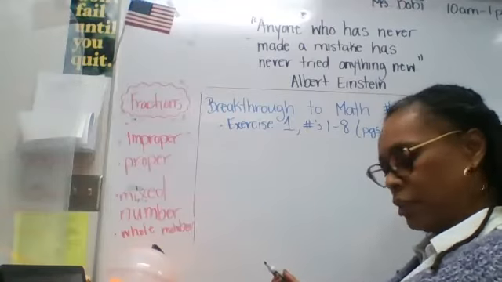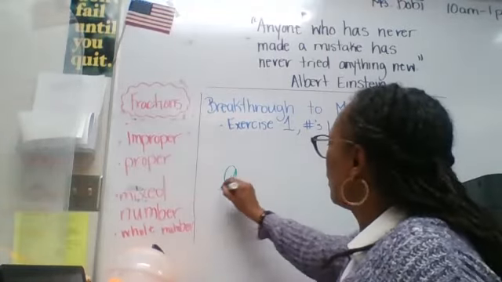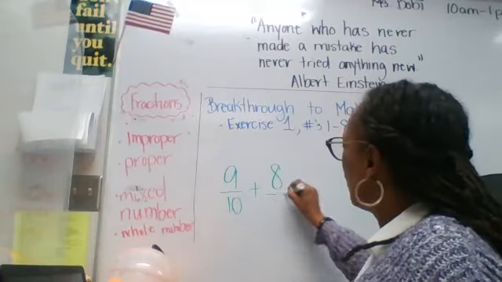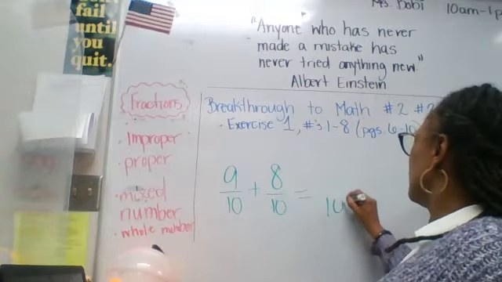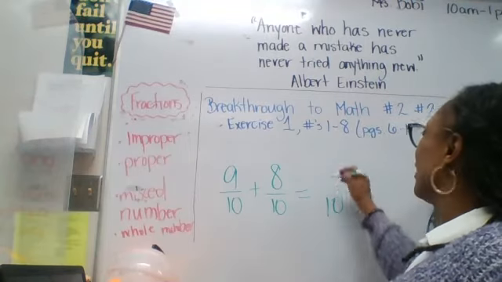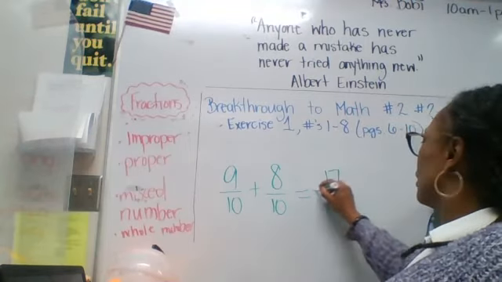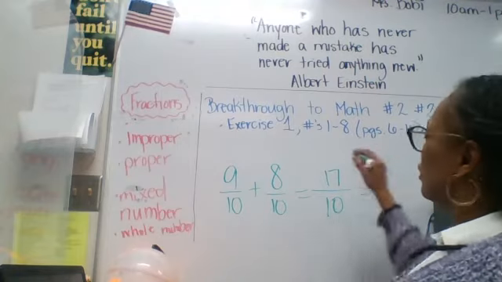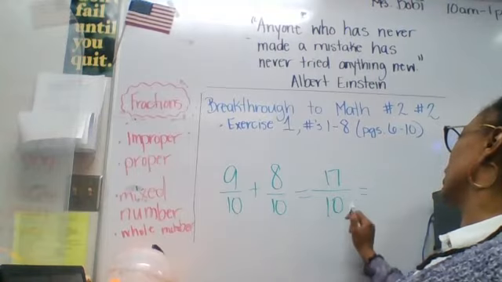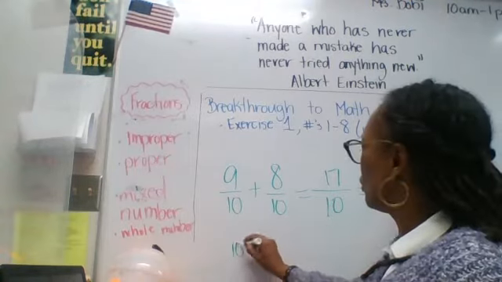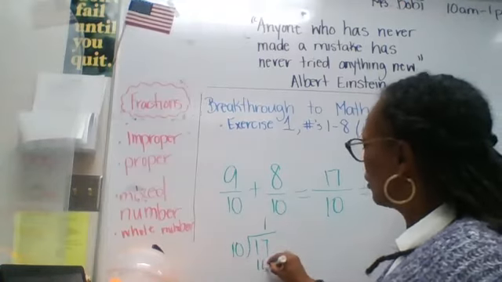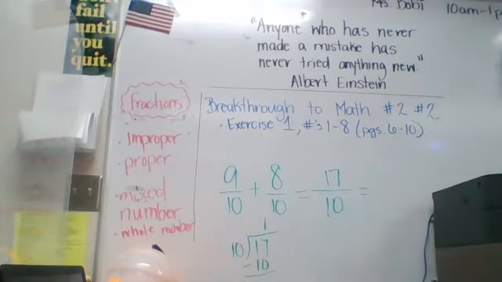Number 4 says 9 over 10 plus 8 over 10. 10. Oh, that's a pretty large number. 9 plus 8 is what? 17, right? But we have to do something to this improper number because this numerator is higher than the denominator. So we just know that we have to divide it right away, and subtract that.